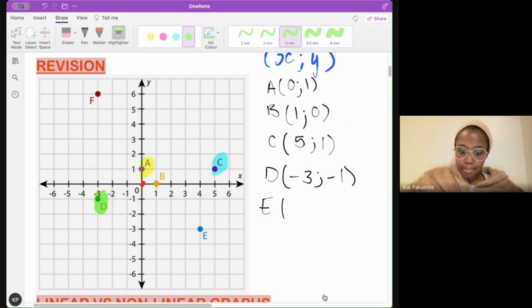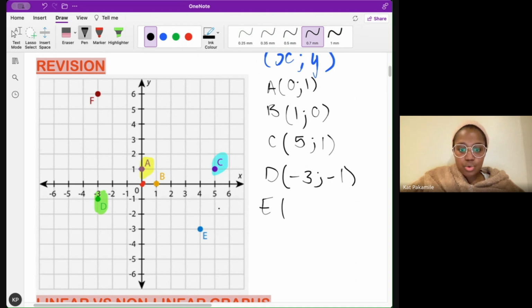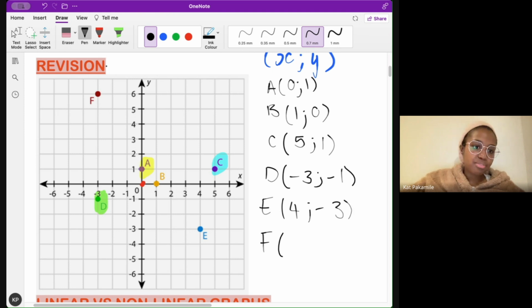Someone's hand is up. That's correct. My E x coordinate will be 4 because we've moved 4 units to the right, and down 3 times, so -3. And finally F, which is all the way up there on the top left.